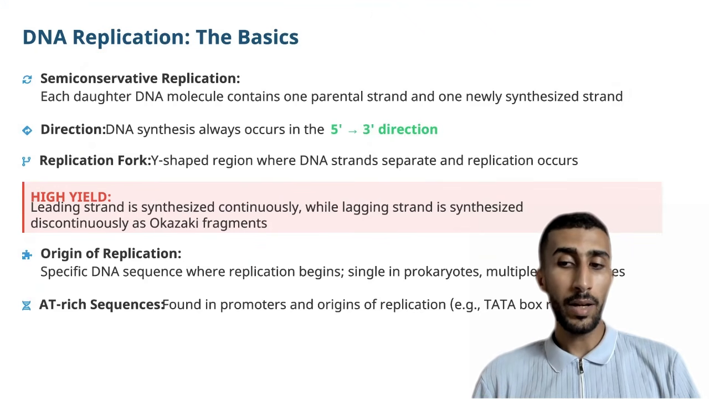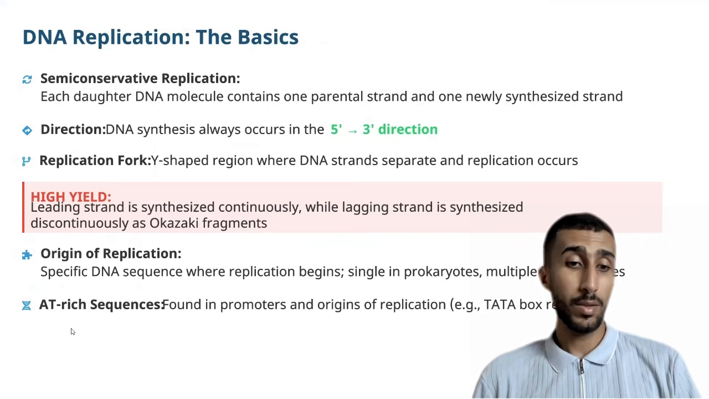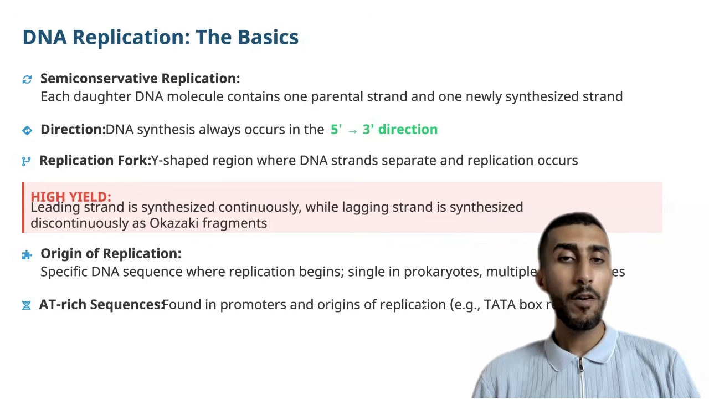This is true for eukaryotes, which are more complex, and the origin of replication is single for prokaryotes. And there is something called an AT-rich sequence. It is found in promoters and the origin of replication. Remember, AT has two hydrogen bonds, so it is easy to break. This is why it acts as the promoter regions and the origin of replication, such as TATA box regions. This is due to being more easily broken compared to areas where the CG content has three hydrogen bonds versus AT areas with two.